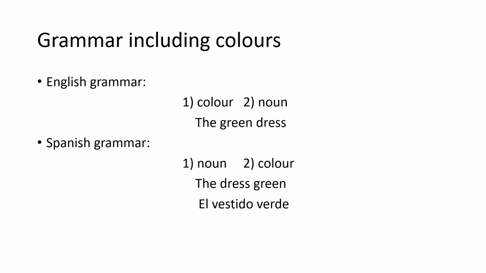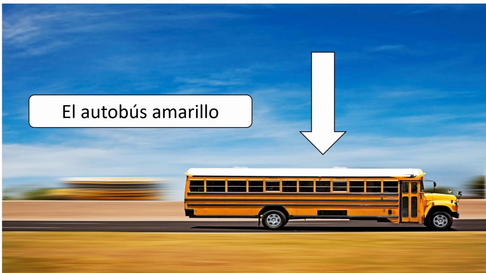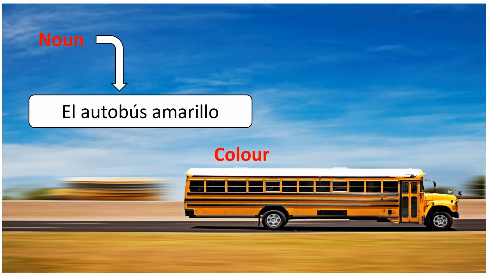We will now use a different example. What about this bus? What would be the correct way to say the yellow bus in Spanish? El autobús amarillo. As you can see, the, which is el, comes first. Then, in Spanish, the noun follows, which in this case is autobús for bus. And finally, the color is at the end, which is amarillo for yellow.